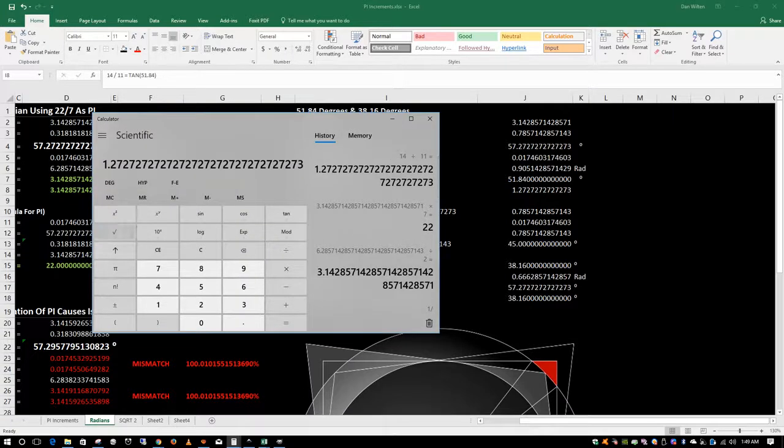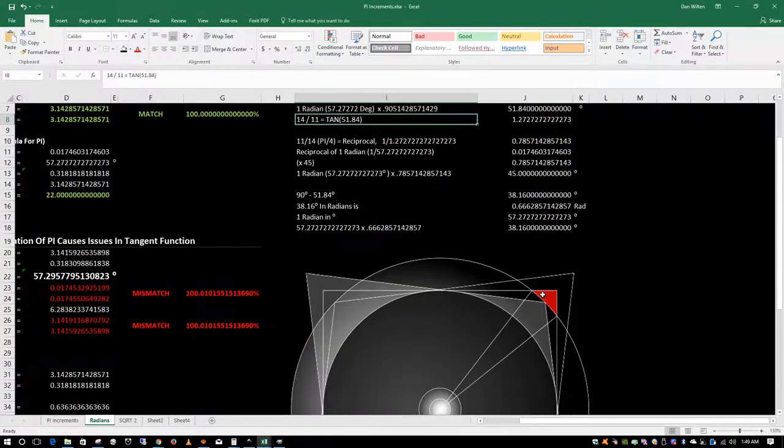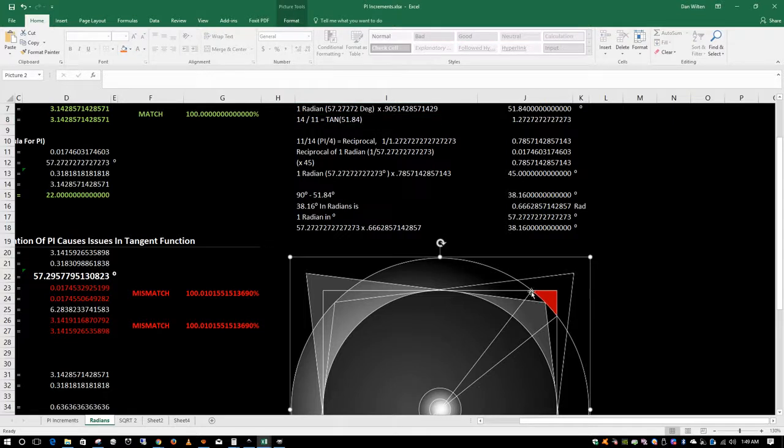The reciprocal of that number, okay, so this is the 51.84, so the tangent of that is right here. So if I show you this part that you see right here, that's 51.84. So now we want the reciprocal of that. And so what we're actually doing is finding where to square the circle.